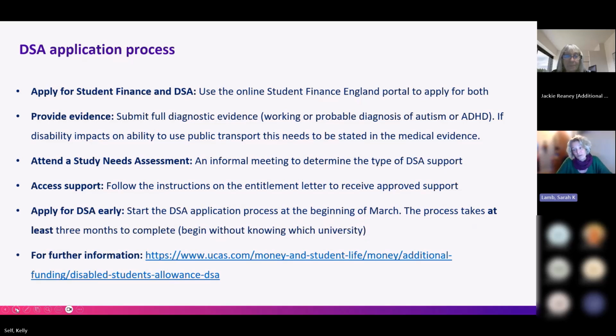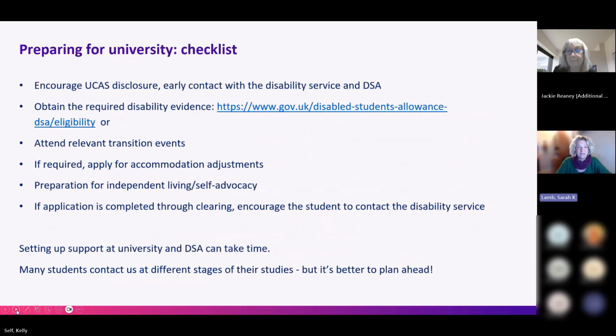And this is why we want you to apply early. The DSA application process can take at least 3 months to complete. So start, like Jackie said, in March, Easter time, start that process. Even if you don't know at that point which university you're going to, it makes a big difference, particularly for students who have complex and high dependency needs. Getting the support thought through and organised early will make a big difference. And like I say, the UCAS videos are really helpful on there. Next slide, please.